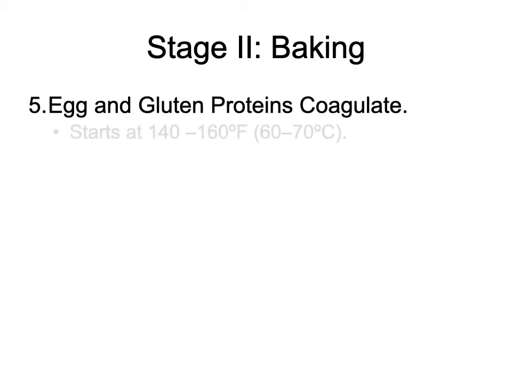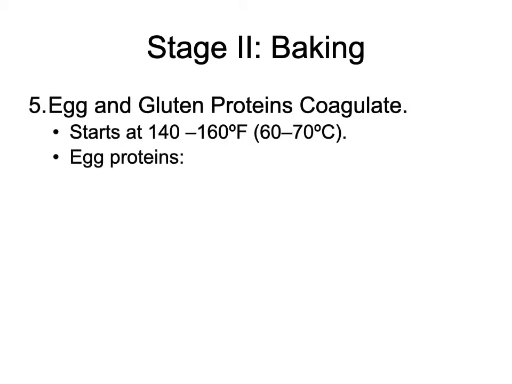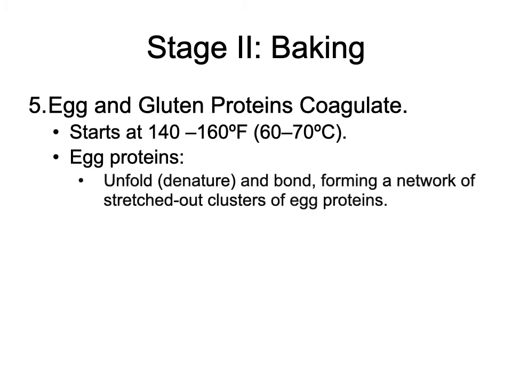Finally, eggs. Eggs, when they reach about 140 to 160 degrees, start to coagulate. And we see that when we cook eggs on a pan. Eggs change color, they start to turn solid. Basically, that is the protein coagulating. The egg proteins denature and bond, forming a network of stretched out clusters of egg protein. The heat dries out and stiffens those proteins, and they help to form the structure of your product.